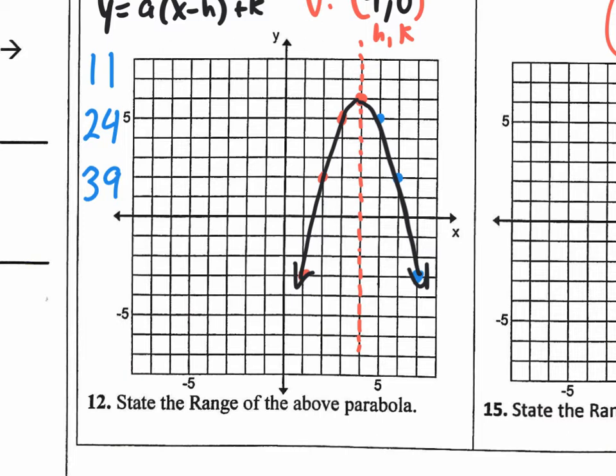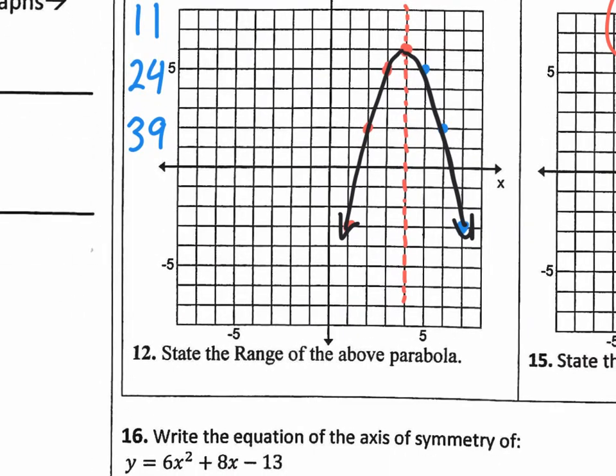The range are your y values. And remember, y is up and down. So where is this parabola at? The highest point of the parabola is at 6. And everything else is below 6, right? So what do we say the range is? We would put y less than or equal to 6. There you go. That's the range.